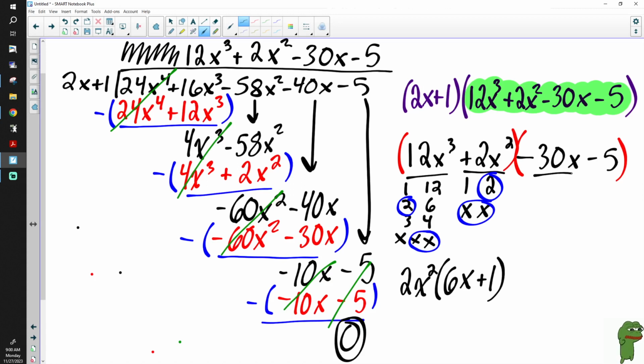Getting there. Negative 30. Or just 30. What do I do? 1 and 30. 2 and 15. 3 and 10. And 5 and 6. Only way to make 5 is primes. Yep, 1 and 5. 30 only has 1 x. What's my greatest common factor? 5. But remember, this is one where we have to be really careful.